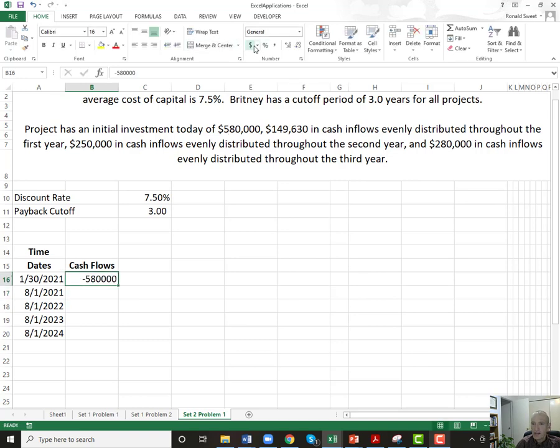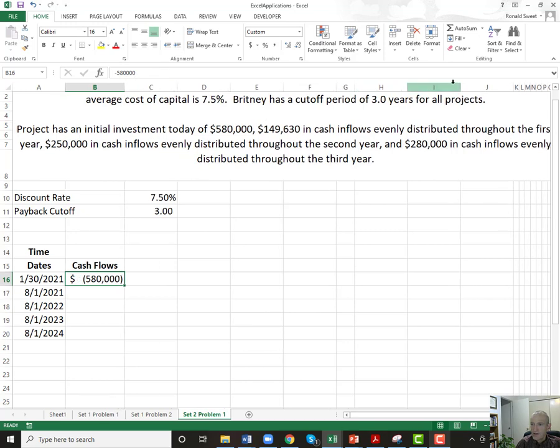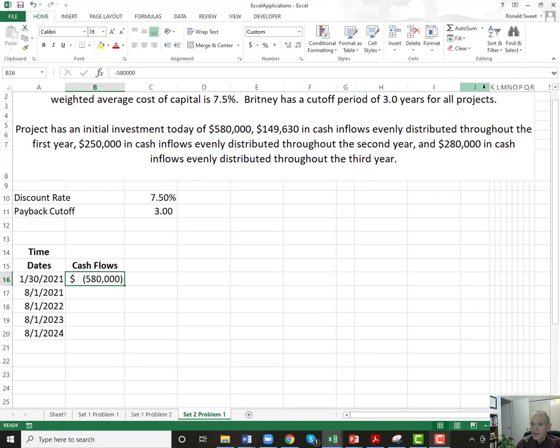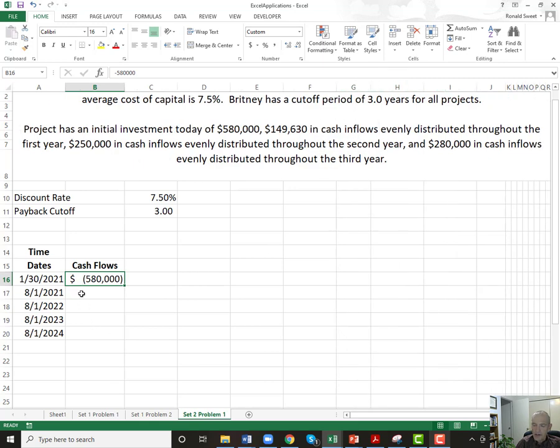I recommend, if you're doing cash flows, that you use the dollar sign. You'll see when we do problem set 3 that there are things that are going to be non-cash items that we're going to use. So we want to distinguish between the things that are cash and things that are not cash. Then we have $149,630 evenly throughout the first year. Again, it's in dollars.